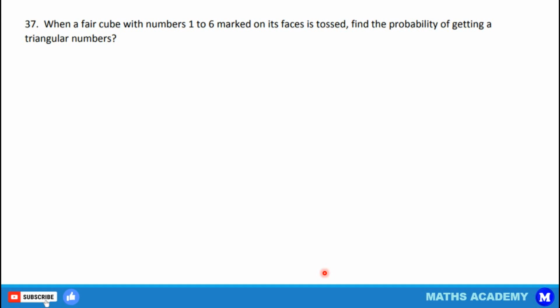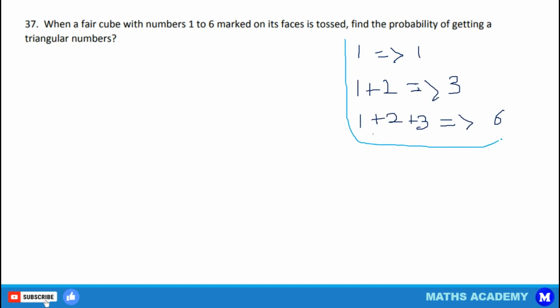Question number 37. When a fair cube with numbers 1 to 6 marked on its faces is tossed, find the probability of getting a triangular number. So it says when a die of numbers 1 to 6 is tossed, and they are asking us to find the probability of getting a triangular number. So first we should find what triangular numbers are.